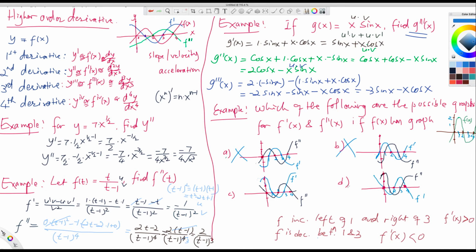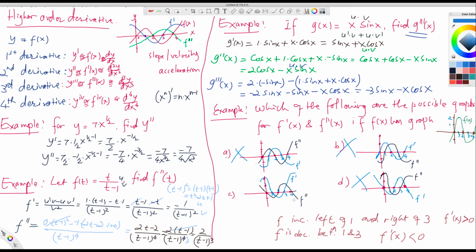And then on D, left of 1, look at this f prime. Left of 1, it is not positive, because left of 0, it is positive, and between 1 and 0, it is negative. So this is not it. So C must be the possible graph, but we need to look at the graph of f double prime as well. For f prime, this is the right graph.